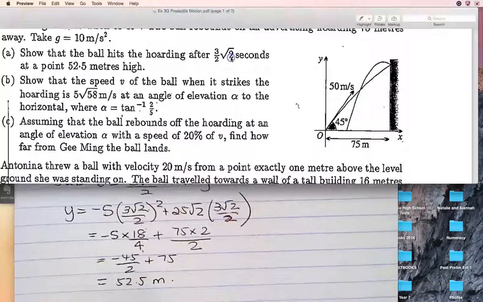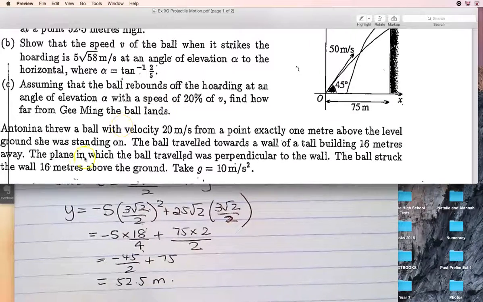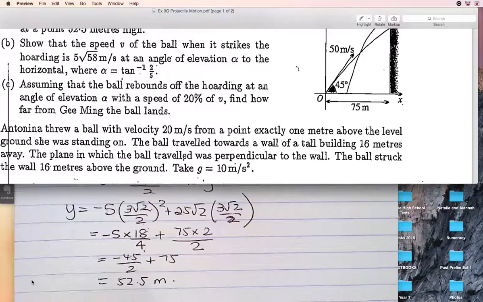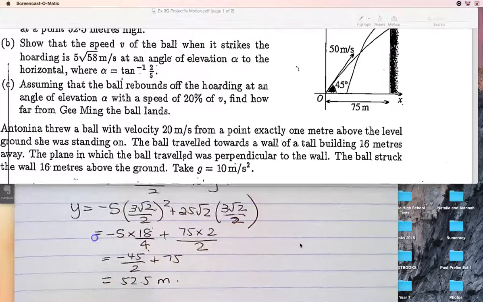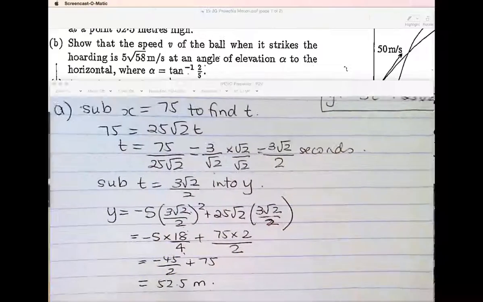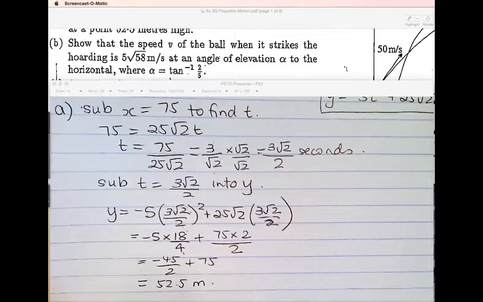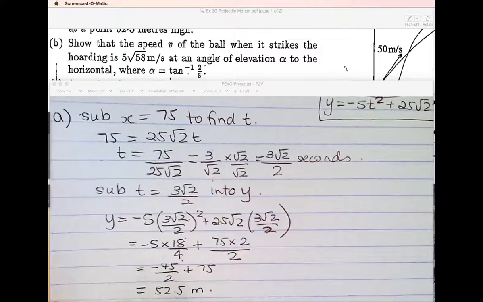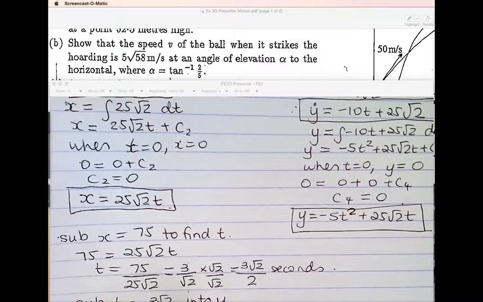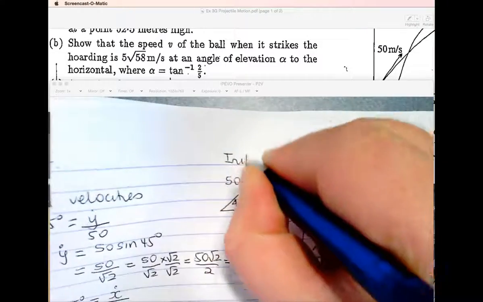So girls, show that the speed of the ball when it strikes the boarding is 5 root 58 meters per second at an angle of elevation alpha to the horizontal, where alpha is tan to the minus 1 of 2/5. Yeah, and the velocity one. So we're going to go into the velocity equation, and we want the speed of the ball when it strikes the boarding. Now, we've got 2 velocity equations, remember? Velocity has, if we look up here, these are our initial velocities.